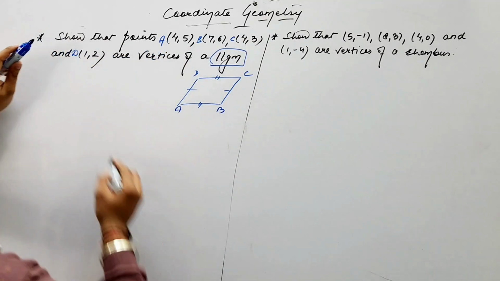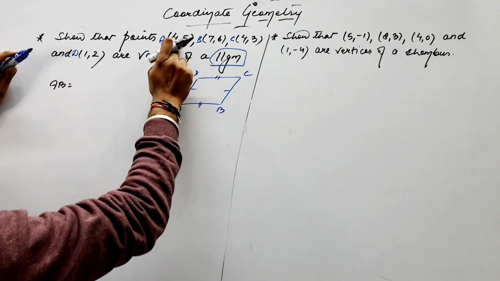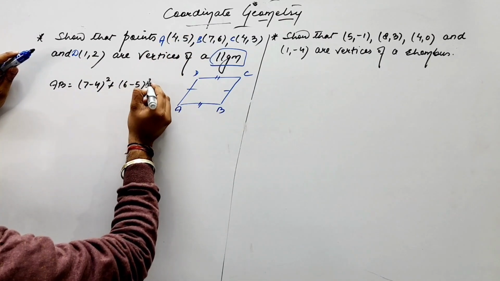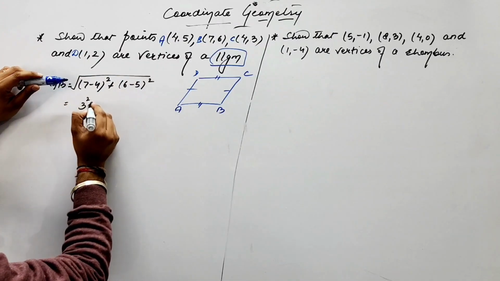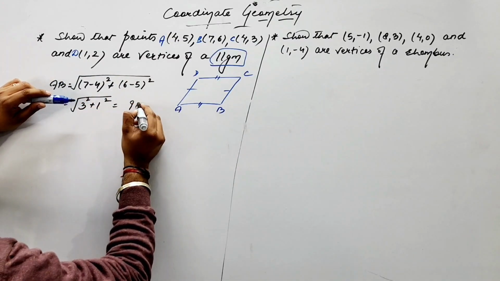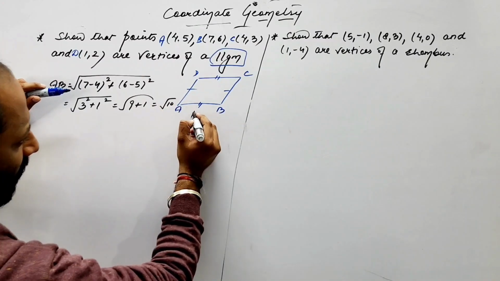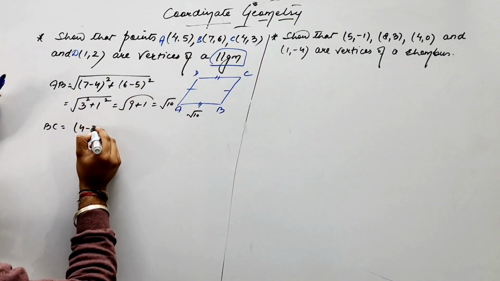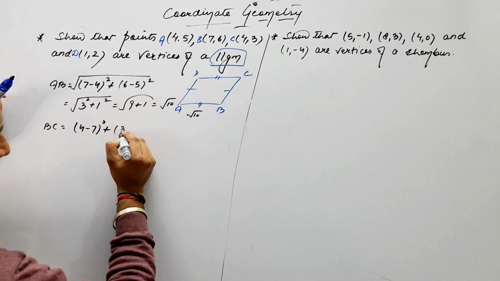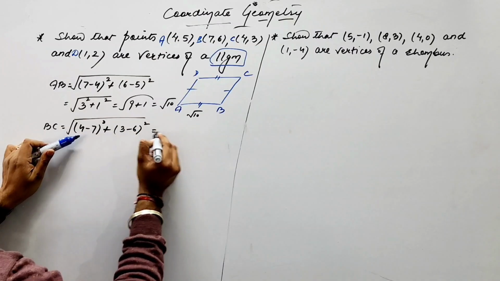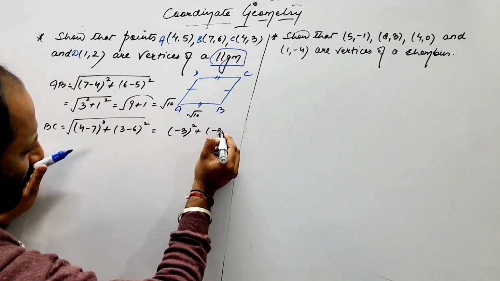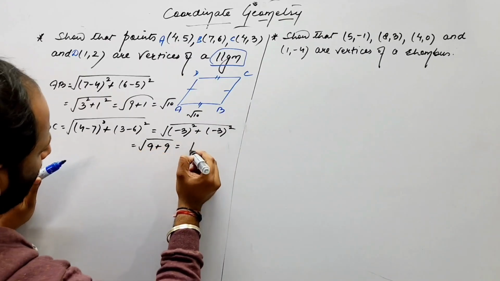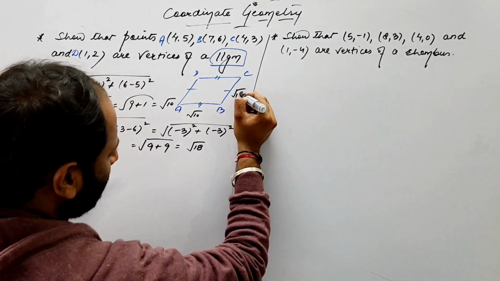Now first we'll find AB. 7 minus 4 square plus 6 minus 5 square, square root. 3 square plus 1 square, 9 plus 1, root 10. So this is root 10. BC: 4 minus 7, or again 7 minus 4, 3 minus 6. Minus 3 square plus minus 3 square, 9 plus 9, root 18. Either simplify or leave it as it is. Now it is completely up to you.